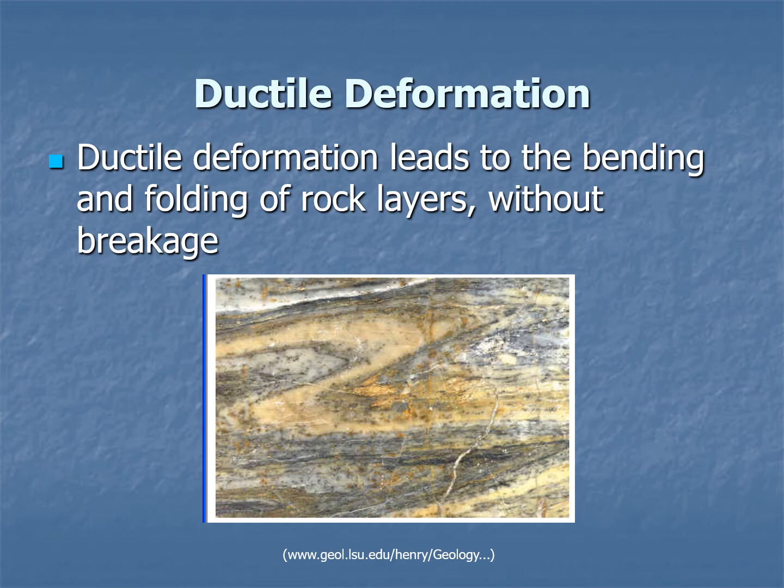You can also skip this slide, or if you want to, you can pause and take a look at this. The neat thing about ductile deformation is that it leads to bending and folding of rock layers without breakage. So this is a zoomed in image of something we would refer to as a mylonite gneiss. You might remember talking about gneiss when we talked about our metamorphic rocks.